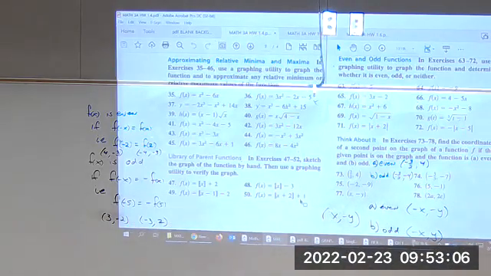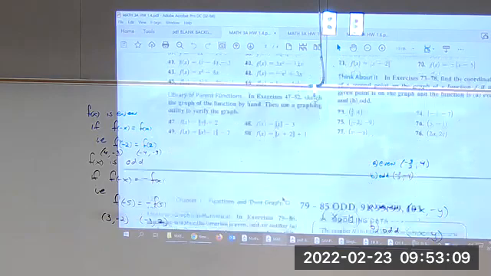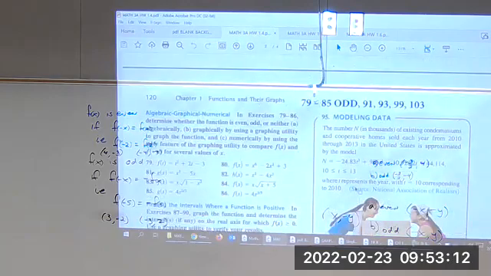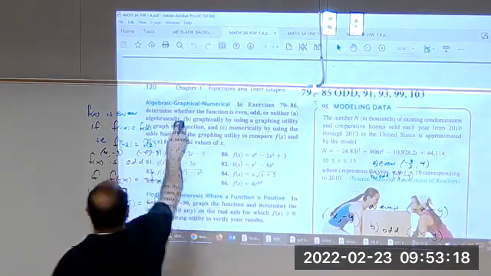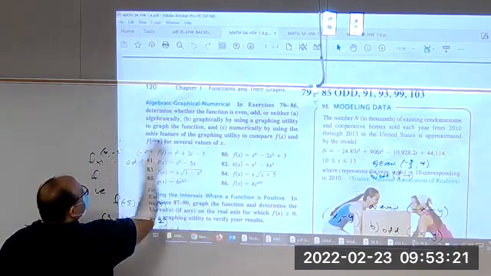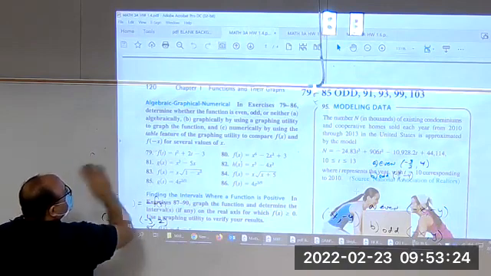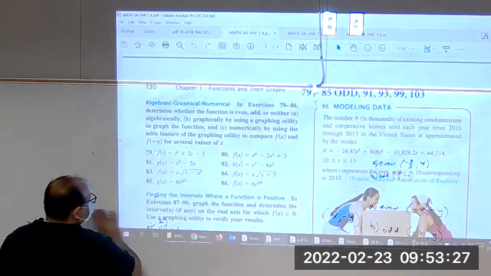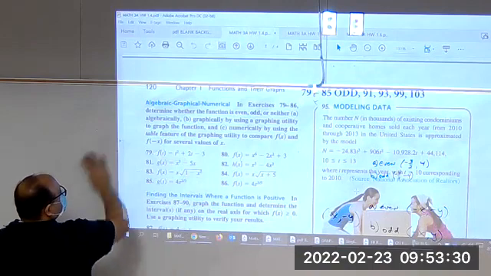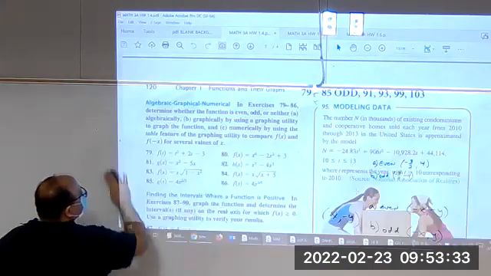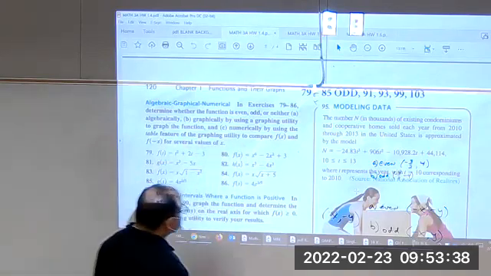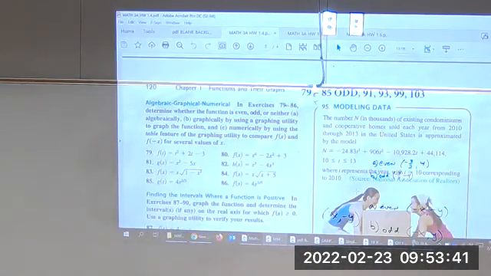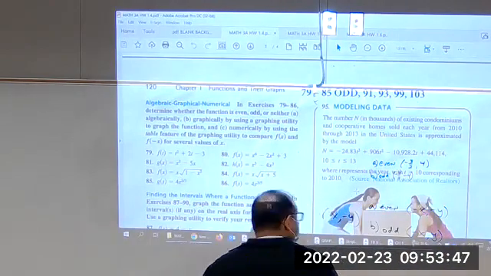79. Determine whether the function is even, odd, or neither algebraically, then graphically by using a graphing utility, and then numerically by using the table feature and comparing f of x and f of negative x. I'm just going to show you how to do it algebraically. Okay. So we're given f of t.